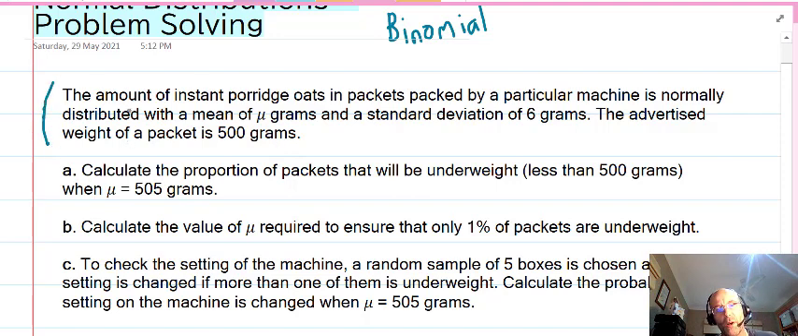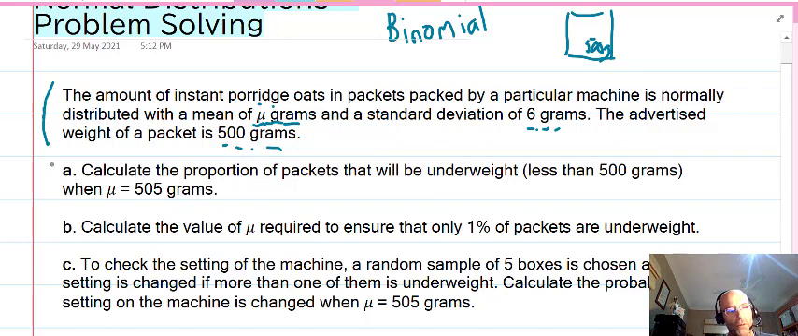The amount of instant porridge oats, how exciting, in packets packed by a particular machine, is normally distributed with a mean of mu grams and a standard deviation of 6 grams. So that's a bit elusive, mu, not determined at this stage. Anyway, we'll keep going. Just got to remember to address that at some stage. The advertised weight of a packet is 500 grams. So on the side of the box it says 500 grams net. See, there it is. There's a photograph of it.